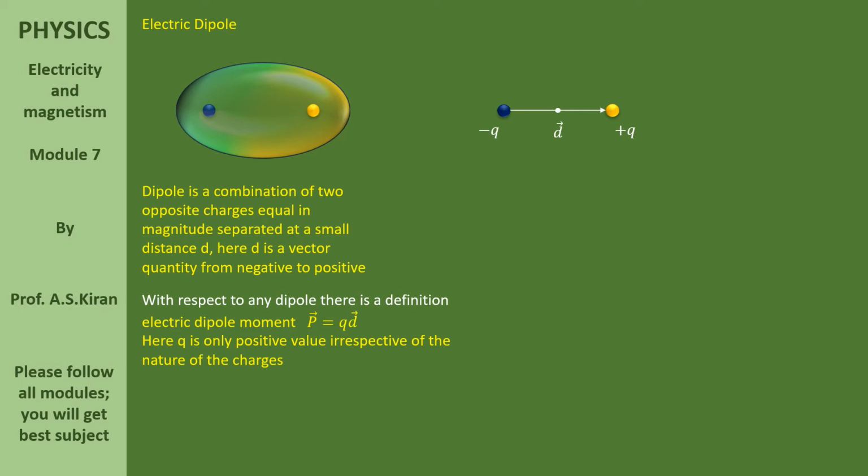In this dipole which we considered, there is a negative charge minus q and a positive charge plus q. But what do we call the charge of the dipole? The charge of a dipole is plus q. The charge of a dipole is always positive. Please remember that. Once again, the electric dipole moment p vector is equal to q times d vector. Here, q is only a positive value, irrespective of the nature of the charges.